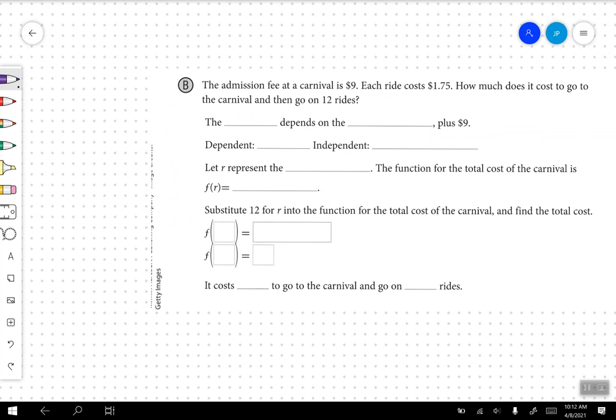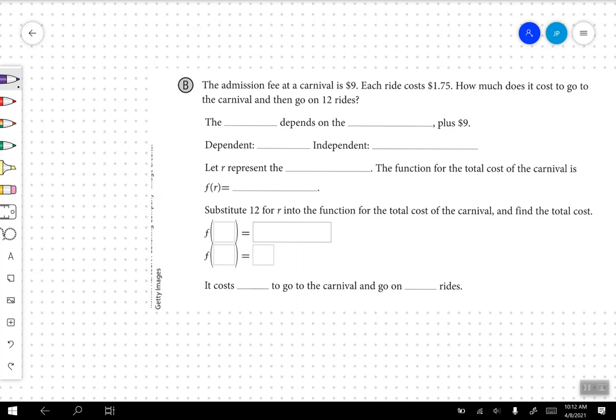So you walk into a carnival. Just to walk in, you pay $9. Each ride is $1.75. How much does it cost to go to the carnival? And then how much does it cost you to do 12 rides? So what happens if we never walk into the carnival? All right, you never spend any money. So what happens if you walk into the carnival and you decide you don't want to ride any rides? Well, in that example, you'll just have to pay how much? Exactly, it's just $9, that's it.